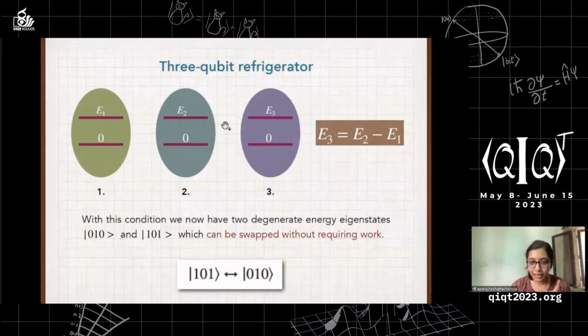And we see that under this setup, if we consider the condition E3 equals E2 minus E1, then under this condition the 2 energy levels of the system, 010 and 101, become degenerate, and thus they can be swapped without any requirement of external energy: the swap from 101 to 010. Once the state goes to this level, we see that this is 010, and therefore the ground state population of this qubit becomes higher. In this way the refrigeration occurs, and here no external source of energy is required.